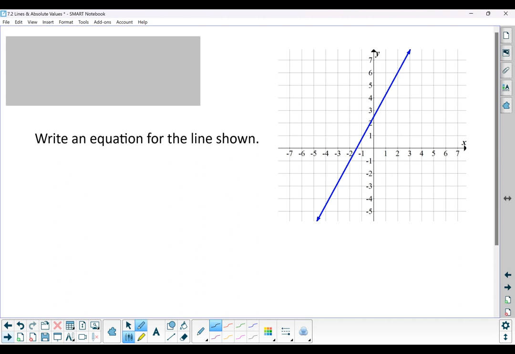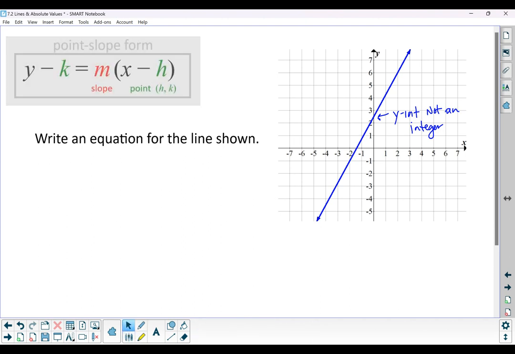Okay, well, what about this line? If we wanted to write its equation and we go to look at the y-intercept, you can see that the y-intercept is not an integer. It's somewhere between 2 and 3. So we don't want to make assumptions about what its exact value is. Instead, we want to use a different version of a line equation, which is called point-slope form. For point-slope form, we don't look for the y-intercept. We just look for another nice or a different nice point on the graph.